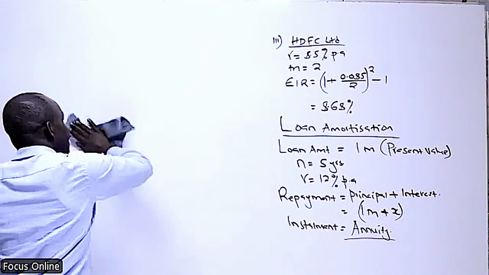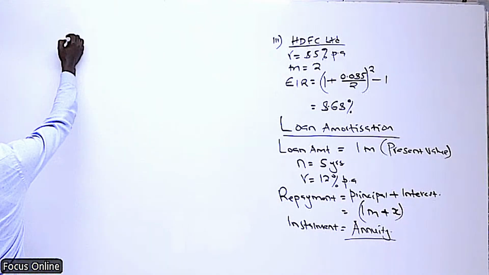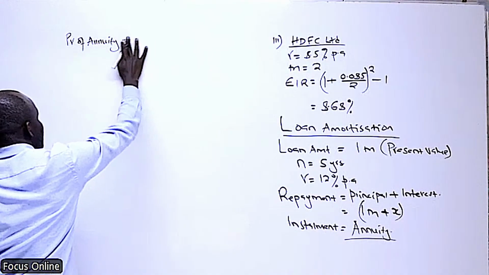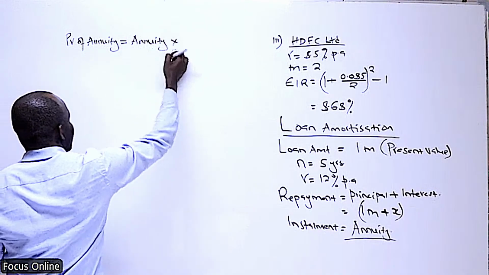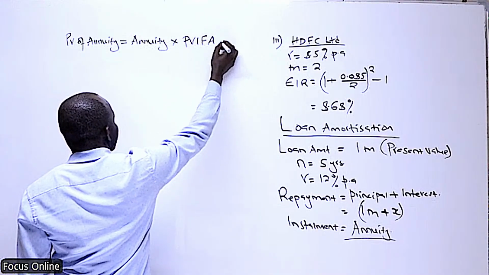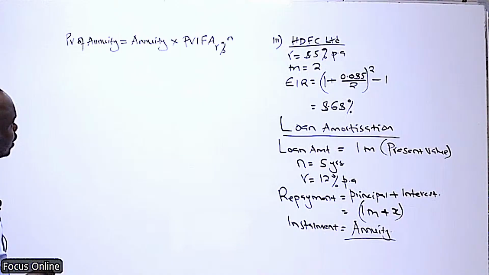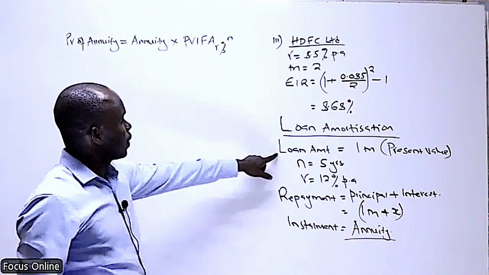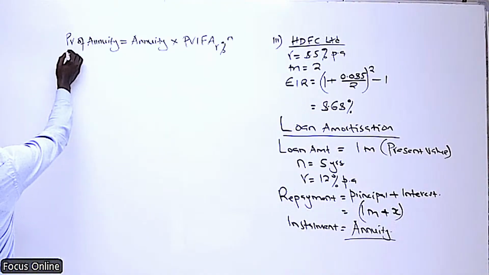So this is what we do. We remember what we said. We said present value for a lump sum, no. Present value for an annuity. Present value of annuity is equal to the annuity times the present value interest factor annuity, R% power m. That is what we said. But now we are saying the loan that you borrow is in present value terms. So this becomes the loan amount.